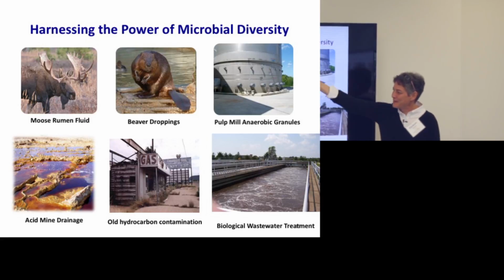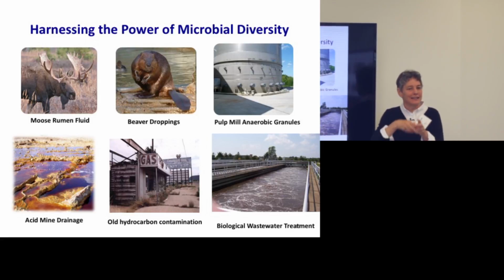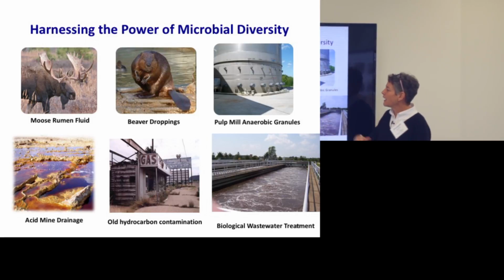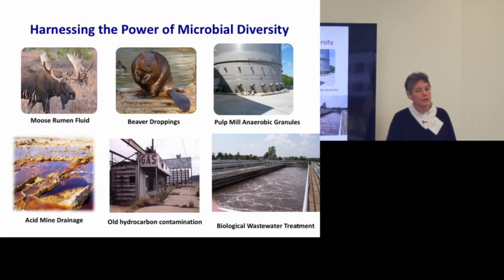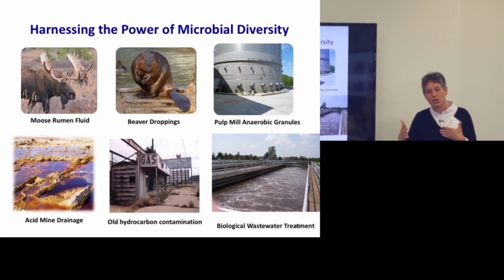So we got beaver droppings and moose rumen fluid from one of our students who was a hunter, and have taken their gut contents and enriching for cellulosic fermentation reactions. We're working a lot with the pulp and paper industry, trying to understand anaerobic digestion of pulp mill wastes, acid condensates, things like that are actually rocket fuel for methanogens, and then recycling that energy back into the plant.